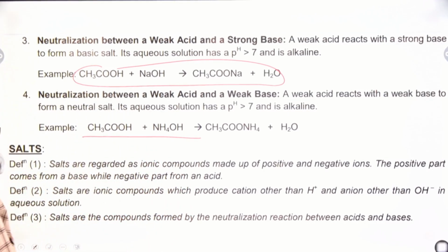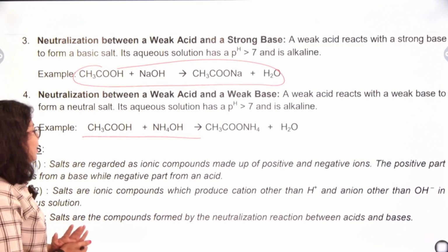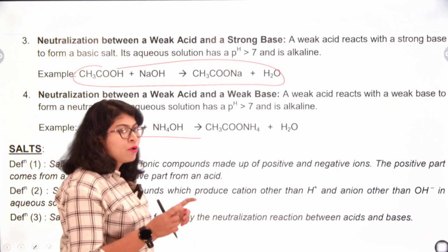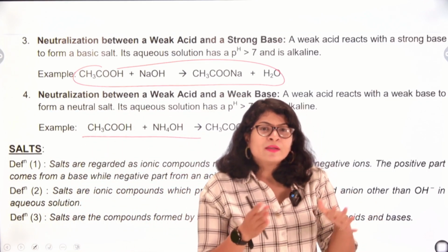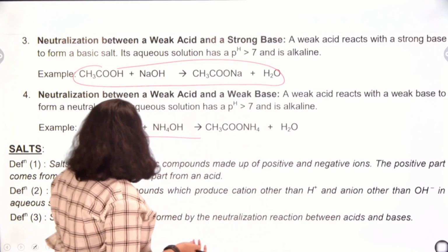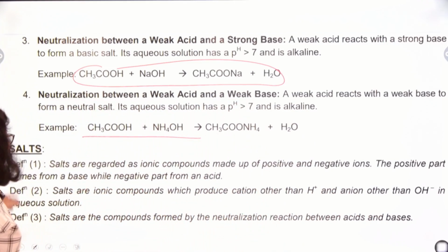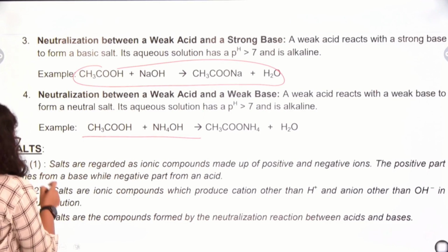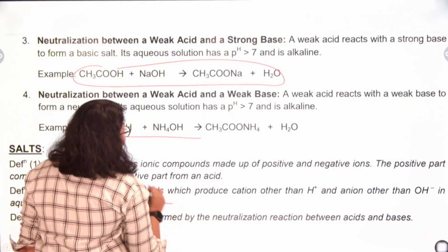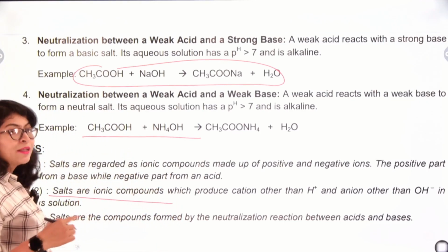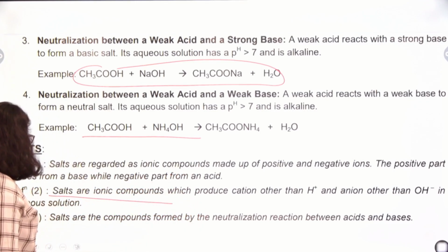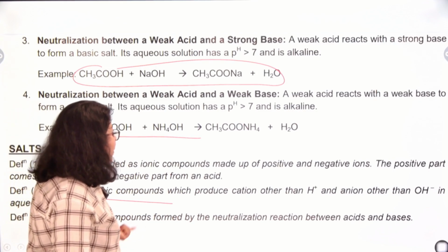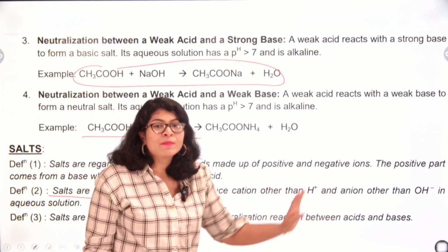Now, let us see the definition of salts. First definition is, salts are regarded as ionic compounds made up of positive and negative ions. The positive part comes from a base and the negative part comes from an acid. Okay. Now, the second definition is, salts are ionic compounds which produce a cation other than H plus and an anion other than OH negative. Third is, salts are the compounds formed by neutralization between acids and bases.